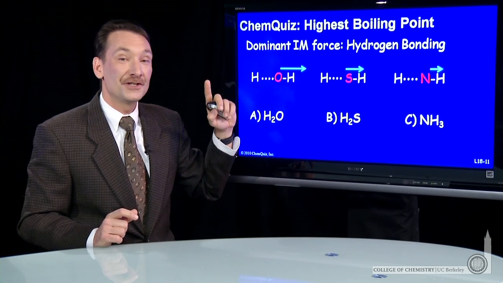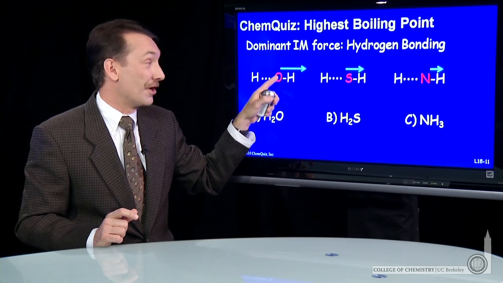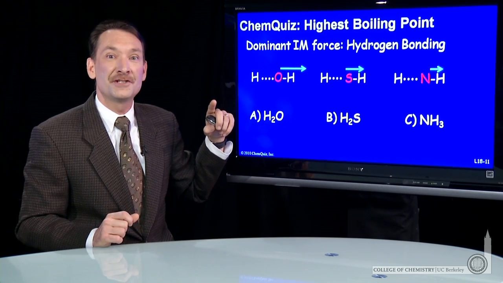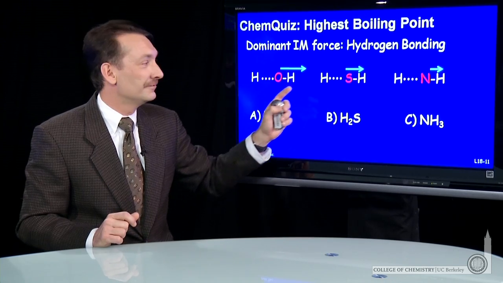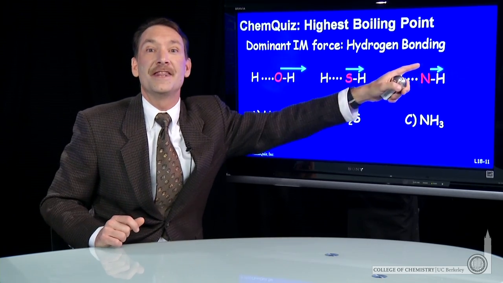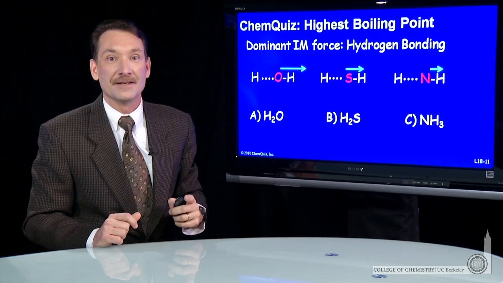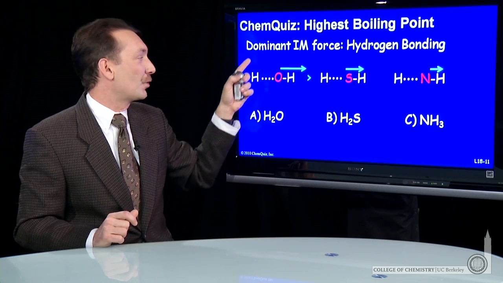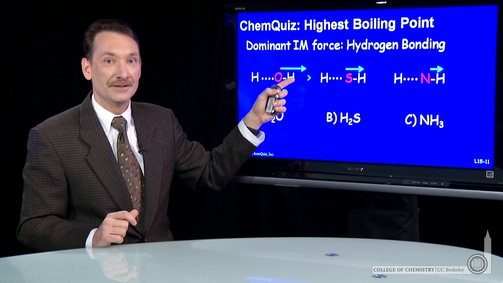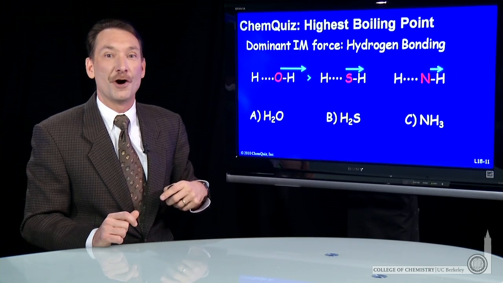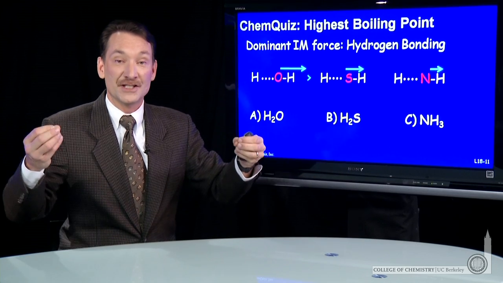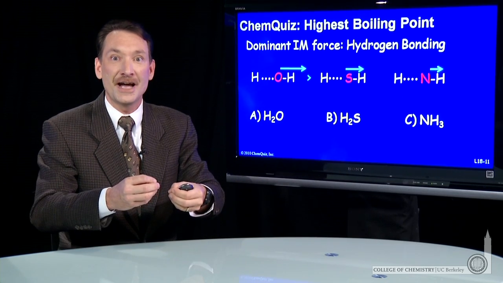So oxygen will have the most negative charge and the most ability to attract a positively charged hydrogen on an adjoining molecule. Sulfur is slightly smaller, and the NH bond slightly smaller yet. So the greatest dipole gives the greatest hydrogen bonding interaction, and in that case, that's water. So among these three, the highest boiling point is the one with the strongest intermolecular interaction.